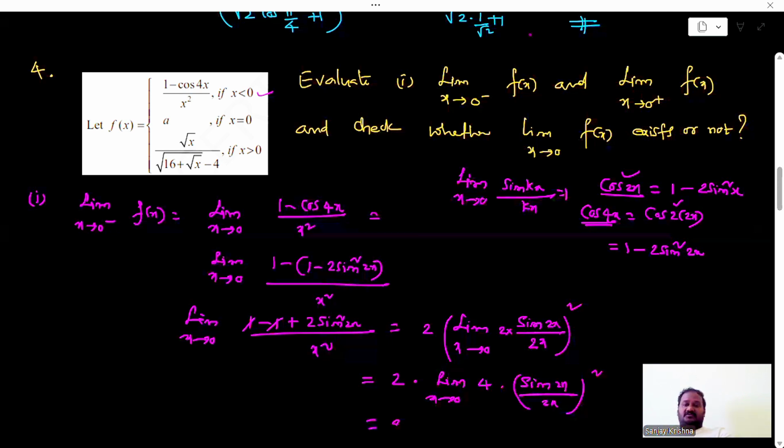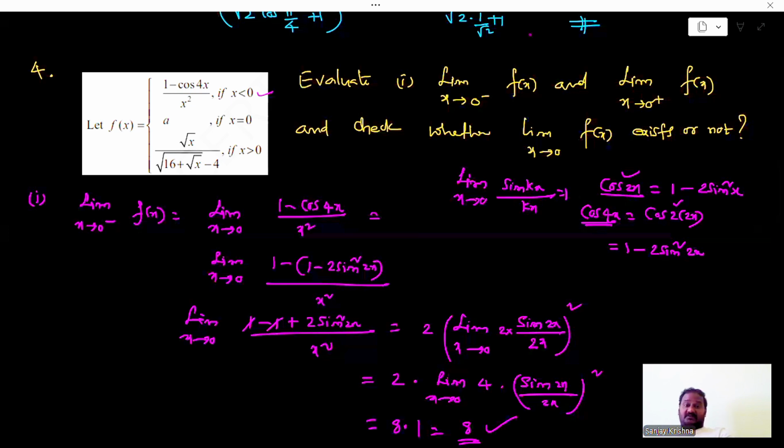So 4 into 2 is equal to 8 into limit x tends to 0 of sine kx by kx, which is equal to 1 square, equal to 1, which is equal to 8. This is the left hand limit of this function, correct? And coming to the right hand limit, what is the right hand limit?